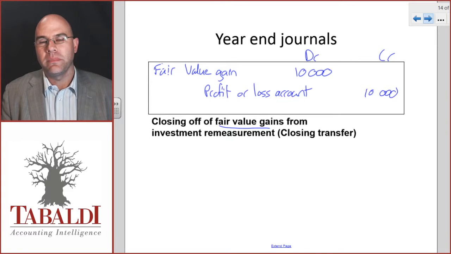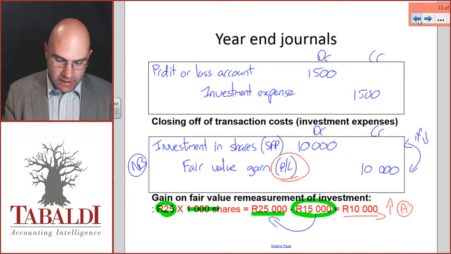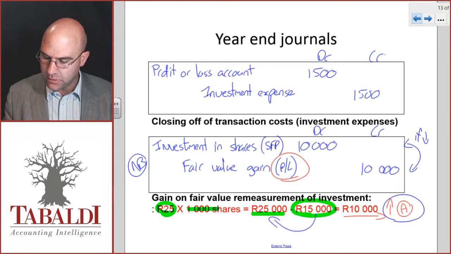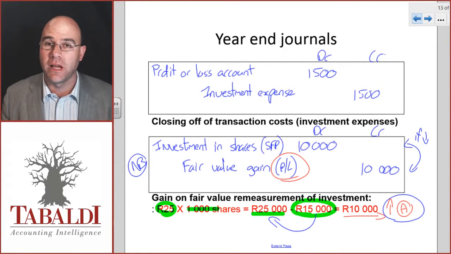So those journals are going to be the same every time. The only thing that could change is we could have a decrease in the asset instead of an increase. There you need to apply your mind.